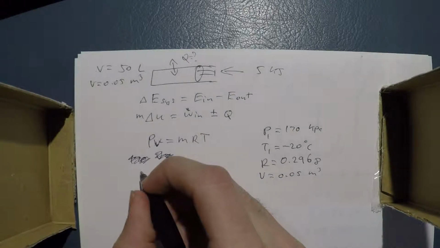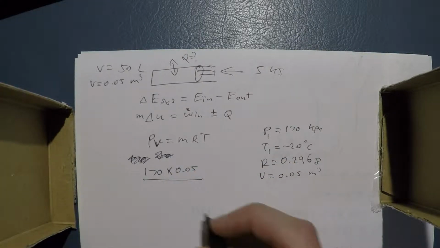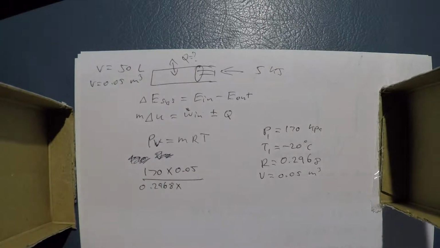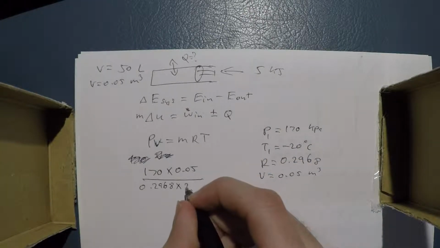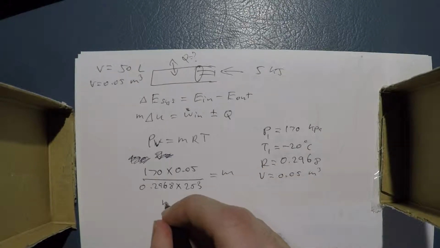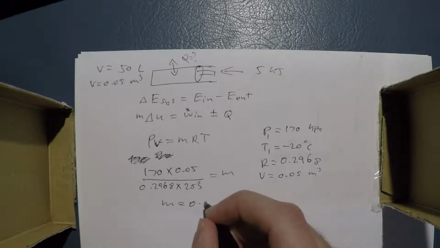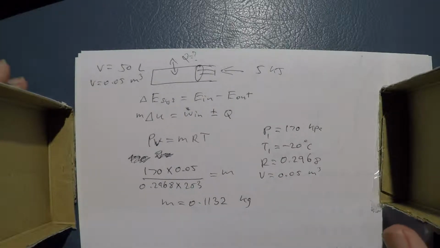Now, we're solving for mass, so I'll write 170 multiplied by 0.05 over 0.2968 multiplied by, now let's convert this to Kelvin, so we must add 273 to minus 20, so 253. So our mass is 170 multiplied by 0.05 over 0.2968 multiplied by 253. So our mass is 0.1132 kilograms.